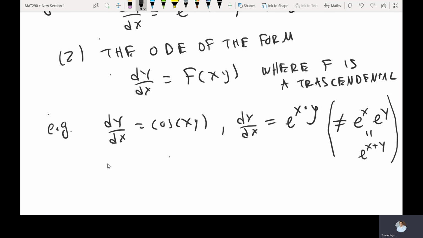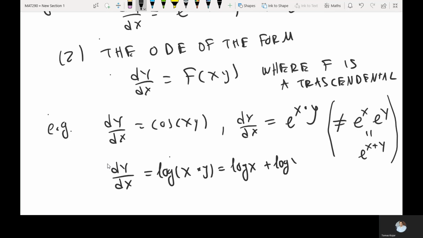And what's another one? Log x times y, because that falls into the previous example. Okay, and that's it for now. Next, we go for methods.